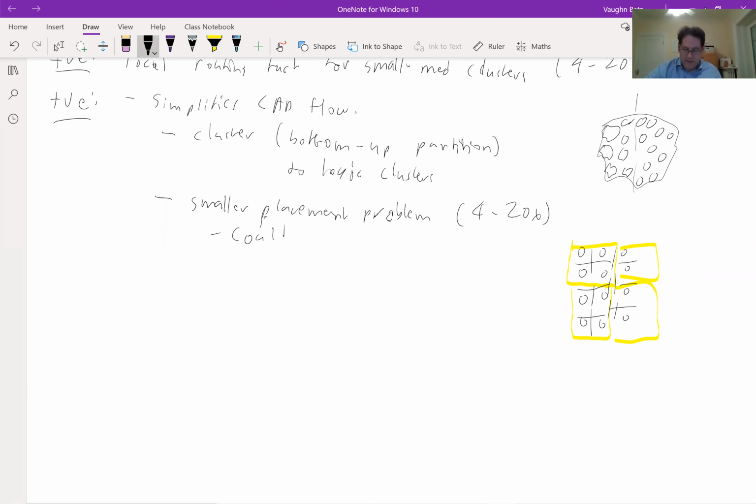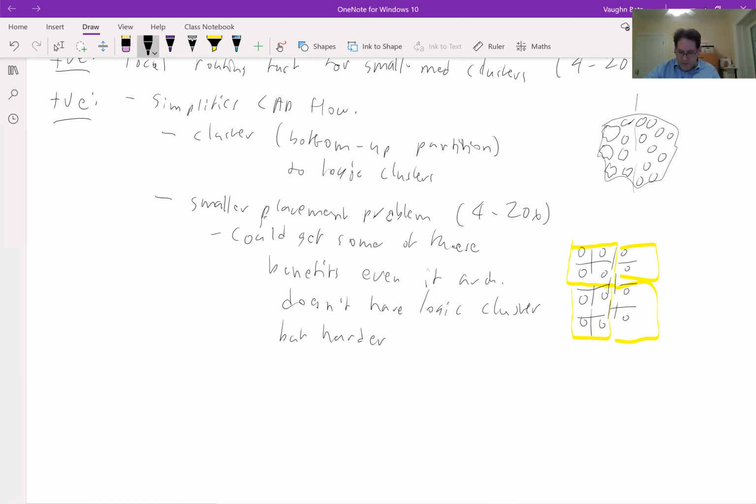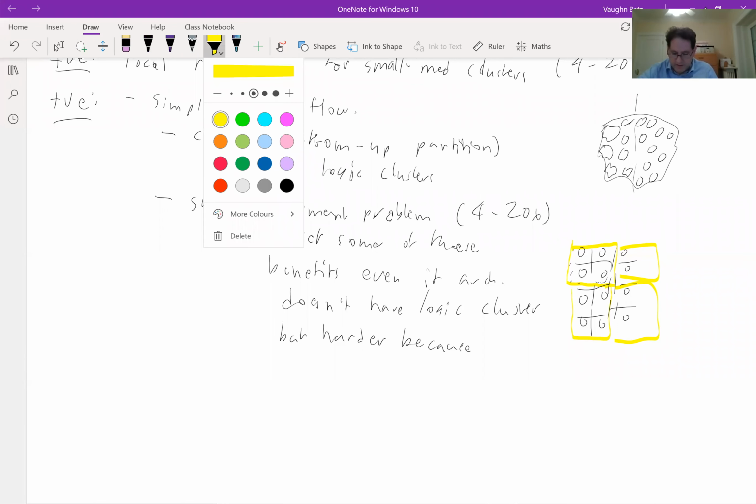Okay, so we could get some of these benefits even if the architecture doesn't have a logic cluster. But it is harder, because basically we're trying to pretend, right? We don't really have such simple local routing. Let me just basically zoom in on one of these again.